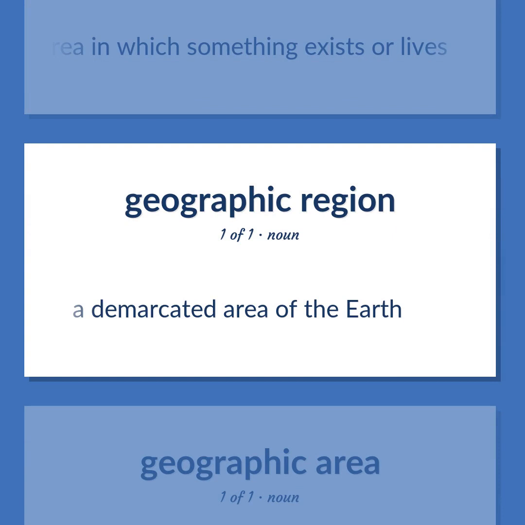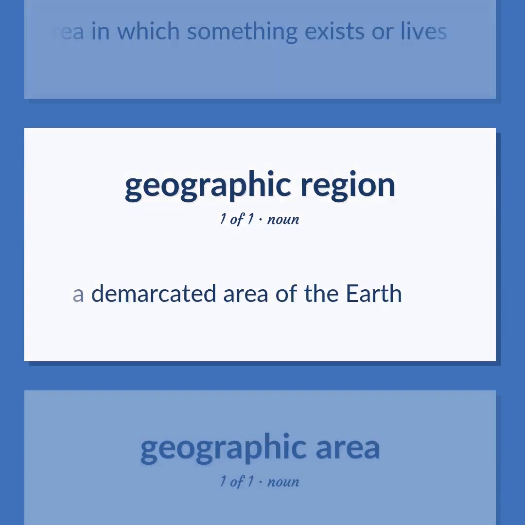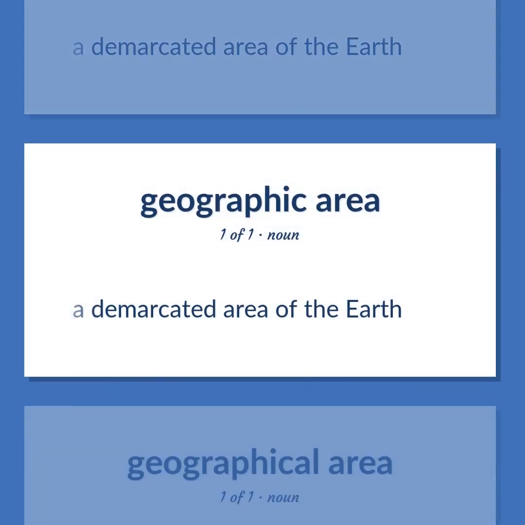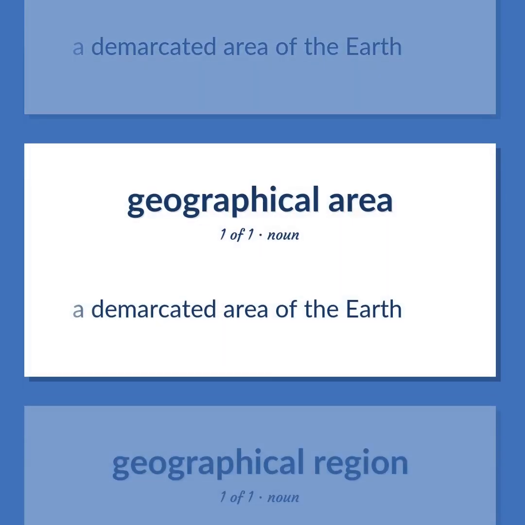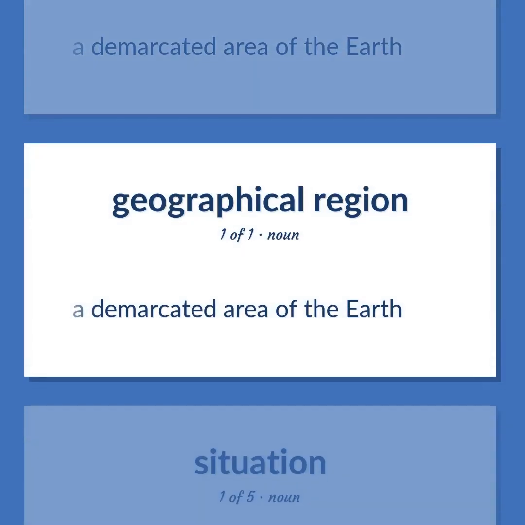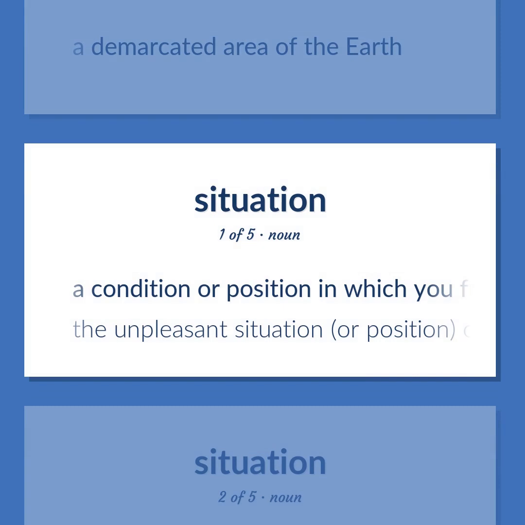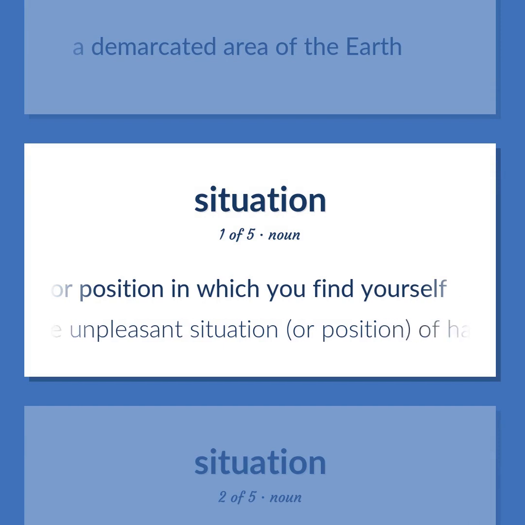A demarcated area of the earth. A demarcated area of the earth. A demarcated area of the earth. A demarcated area of the earth. A condition or position in which you find yourself. The unpleasant situation, or position, of having to choose between two evils.